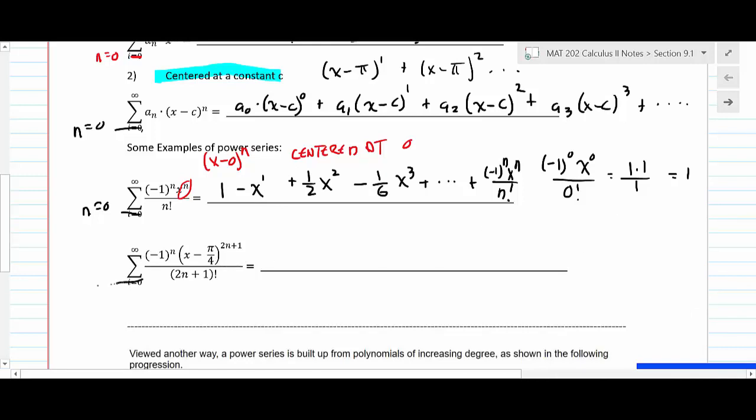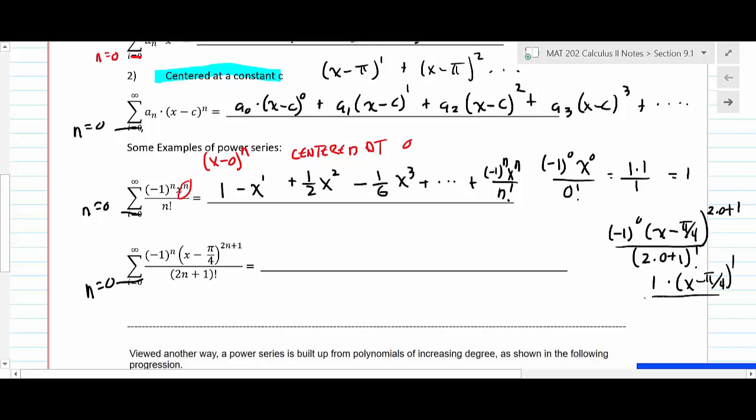Okay, again, this one's supposed to say n equals 0. So if you started with n equals 0, you'd have negative 1 to the 0, x minus pi over 4 to the 2 times 0 plus 1, and then the denominator would be 2 times 0 plus 1 factorial. So that's, of course, going to go to 1. That's going to be x minus pi over 4 to the first, over 1 factorial. So what is that term? 1 factorial is 1, so that first term is just going to be x minus pi over 4 to the first. You don't have to write that first on there, though, obviously. Okay? All right, does that make sense?